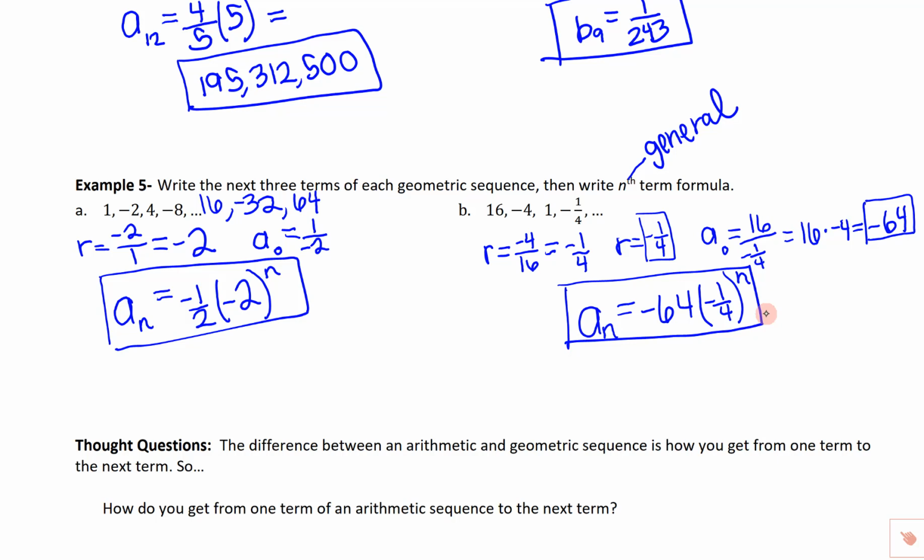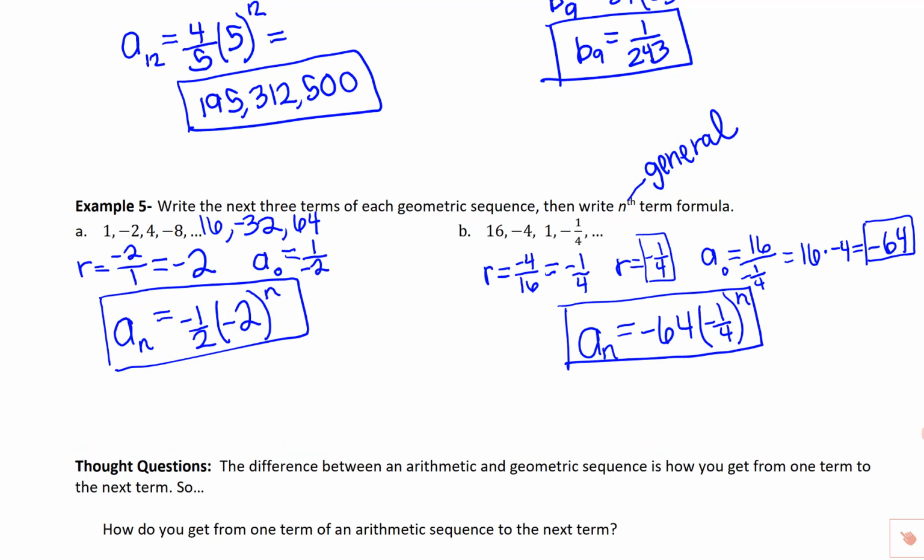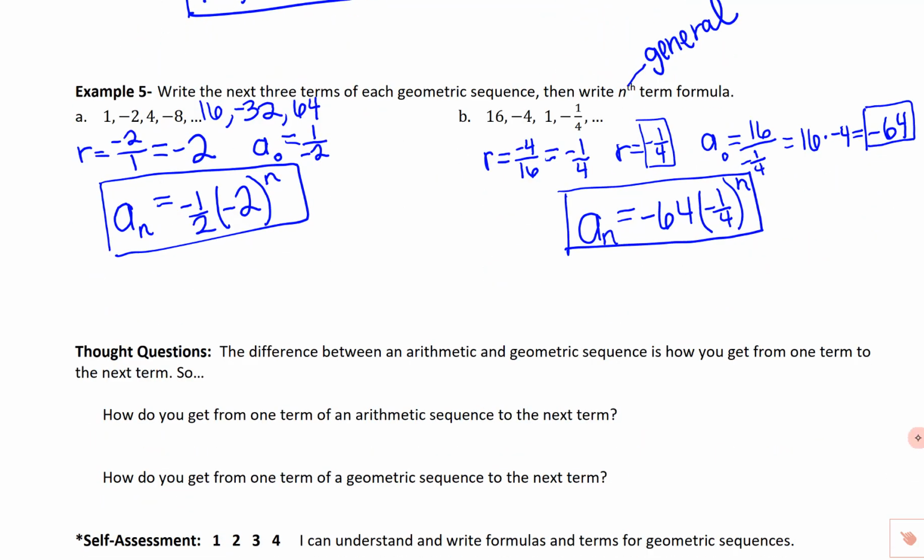Okay, so the difference between an arithmetic and a geometric sequence is how we get from one term to the next. So how do you get from one term of an arithmetic sequence to the next term? So remember, that's what we did before.